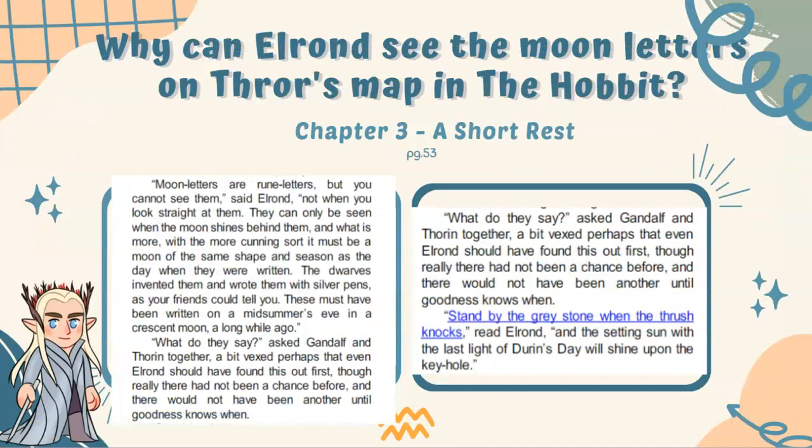Another thing to consider is, why can Elrond see the moon letters on Thorin's map in The Hobbit? I want you to consider chapter 3, A Short Rest, from page 53. The context is right before this. The dwarves had just asked, "What are moon letters?" And Elrond continues to explain what they are. As you read on, pause this video to see why he's able to read the moon letters on Thorin's map.